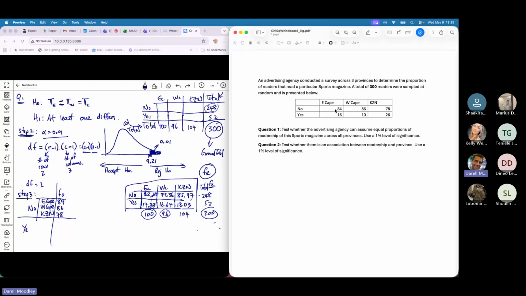For everything that's yes, it also has 3 provinces, which is Eastern Cape, Western Cape, and KZN. And the first value for yes, for Eastern Cape, it's 16. Then it's 10 and 26. All right, that's all your F0 values.